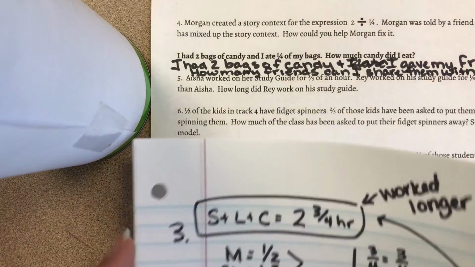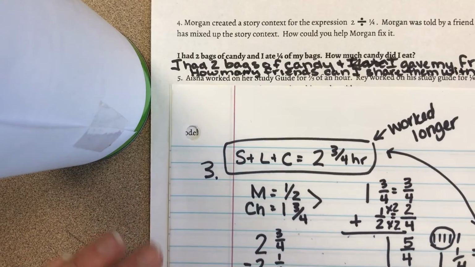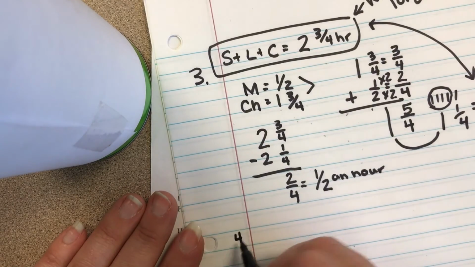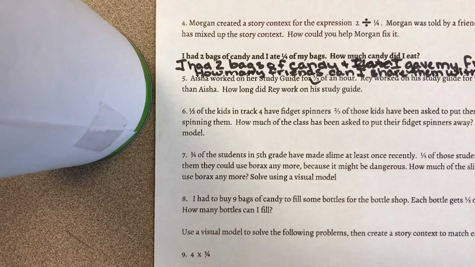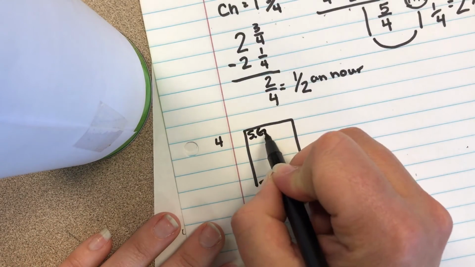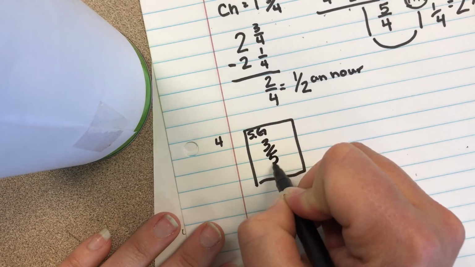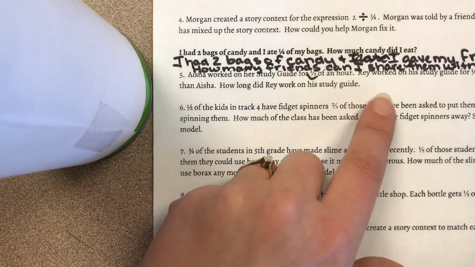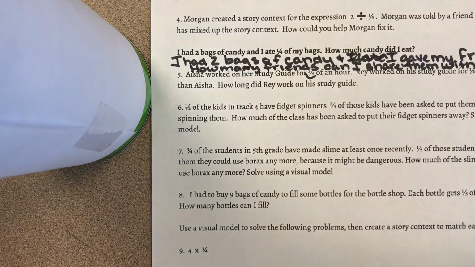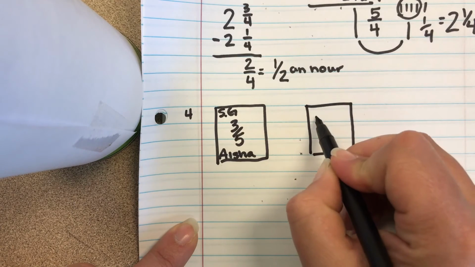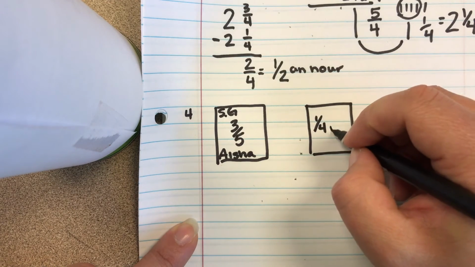All right, let's talk about Aisha. Aisha worked on her study guide for 3/5 of an hour. All right, let me start that over. Aisha worked on her study guide for 3/5 of an hour. Here's my study guide and did it for 3/5 of an hour. That was Aisha. Okay? Ray worked on his study guide for 1/4 of an hour more. Ray worked for 1/4 more.